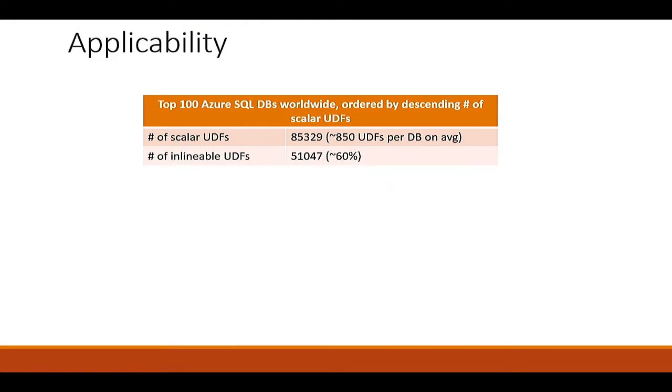And out of those we were able to inline. So we call this transformation inlining, if I missed saying that. We are able to inline about 60% of those, which is a huge fraction for us to be able to have an impact.